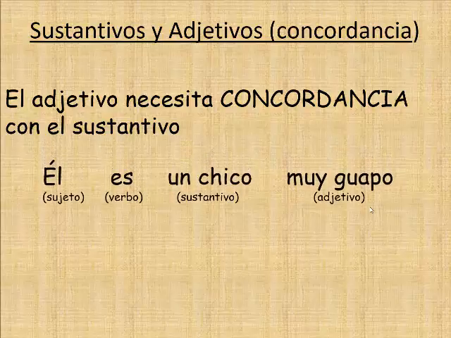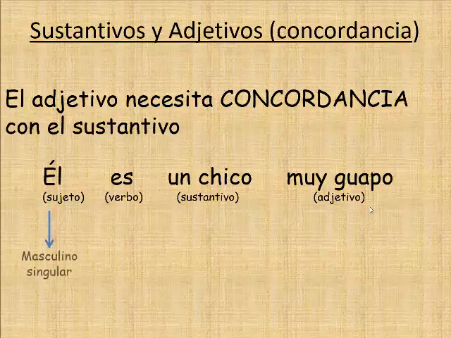So él es un chico muy guapo. Él is the subject. Es is el verbo. In this case is el verbo ser, is being conjugated in third person. Él. Un chico is the noun, el sustantivo, and muy guapo. Guapo is the adjective. Muy is technically an adverb, and it basically describes guapo a little bit more, so meaning he's very handsome.